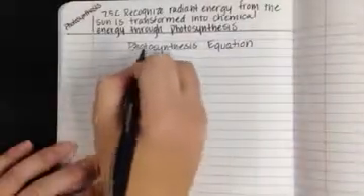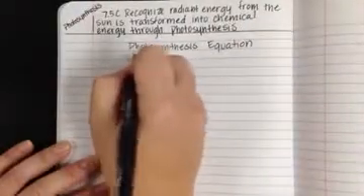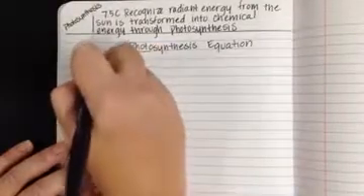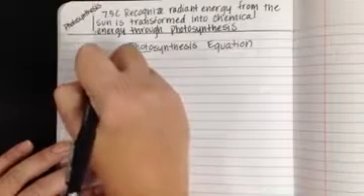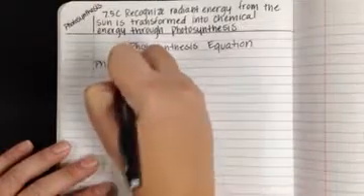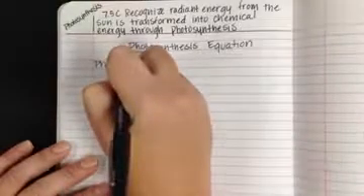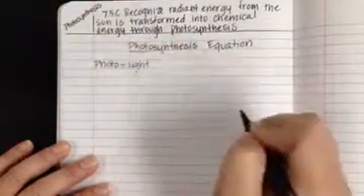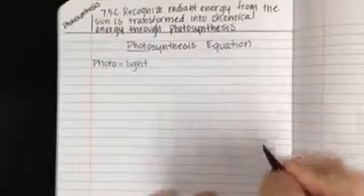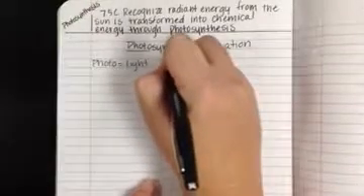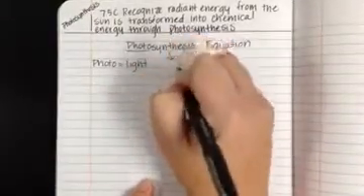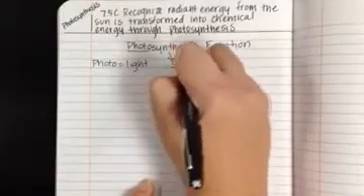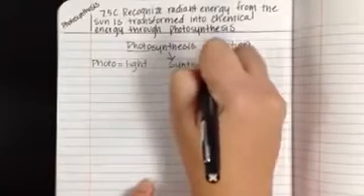First, let's start by breaking down the word photosynthesis. So photo means light. When we take a photograph, we're taking a picture with light. And synthesis, the second part of the word, is to make. So synthesis is to make.